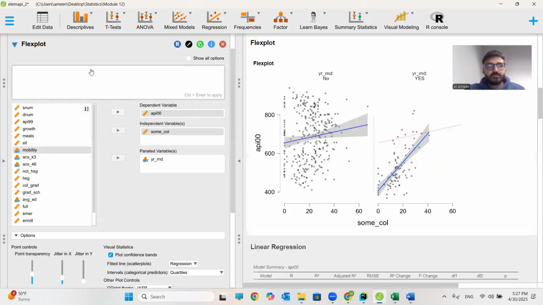The second part of the question is we're being asked to create some flex plot, and I added the dependent variable as the API, independent variable as my some college, and then the panel variable is year round. And we have two flex plots, one for no summer school and one for summer school. And they both are showing that college education for the parents is increasing the API for both cases, but it has a higher, let's say, effect if the school is open for summer school.